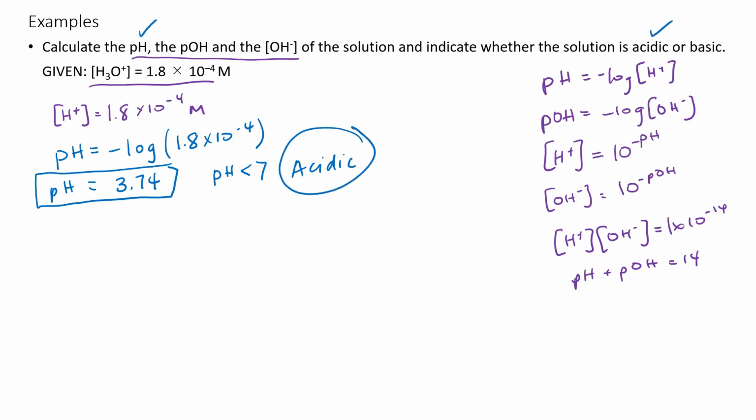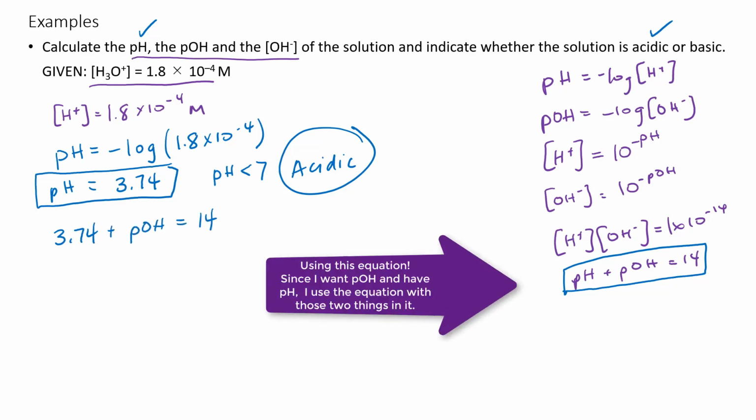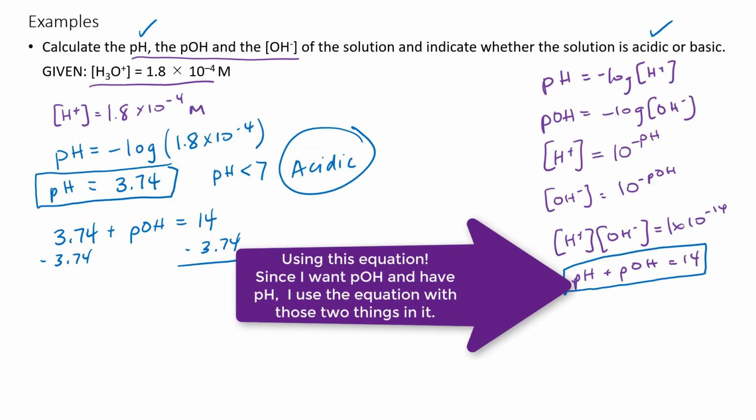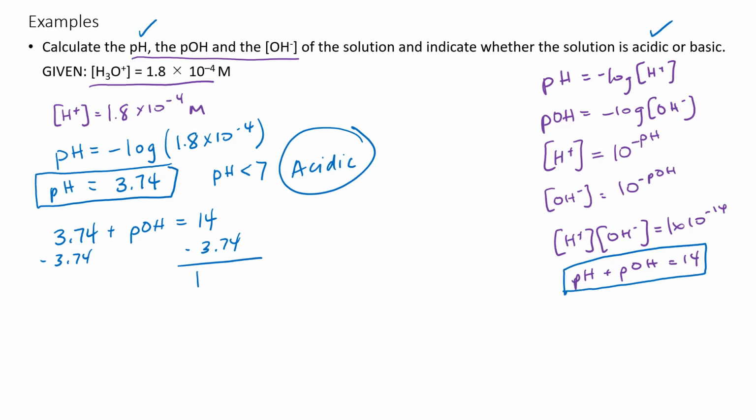Now I also need to find pOH. So using this equation down here, pH plus pOH is equal to 14. So I have 3.74 plus the pOH is equal to 14. Then I'm going to subtract 3.74 from both sides, and I end up getting 10.26.